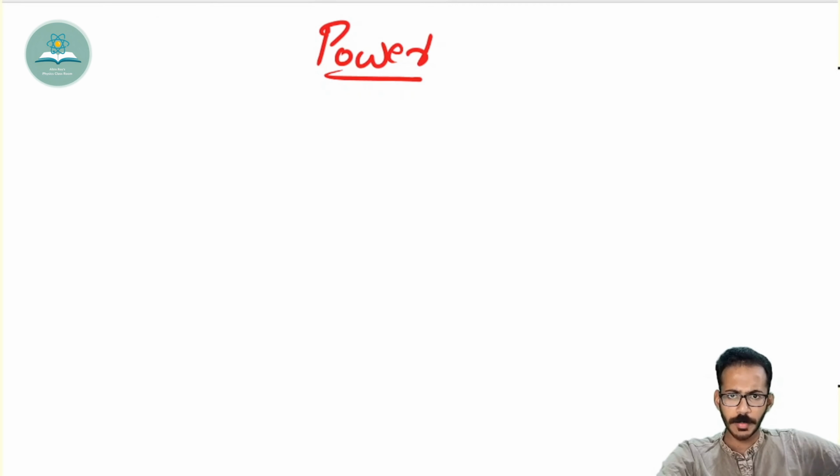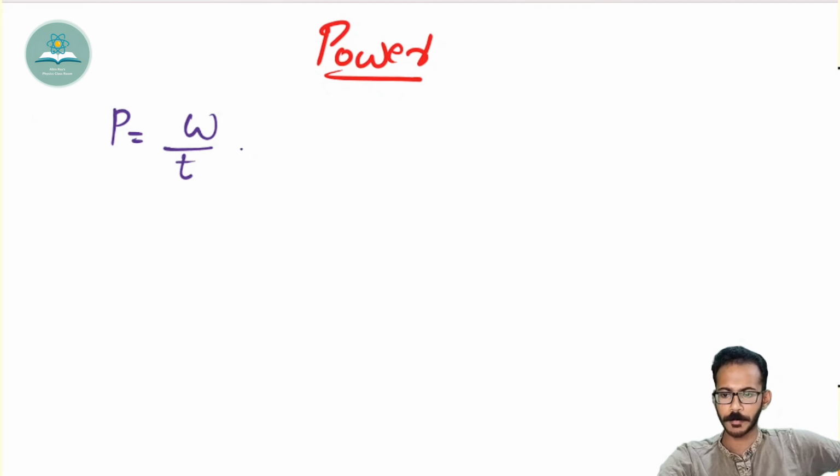Next is electric power. We know the general equation of power. Power is equal to work done by time. We also know that work done is same as energy. So power is energy by time. Here the energy is the heat energy.